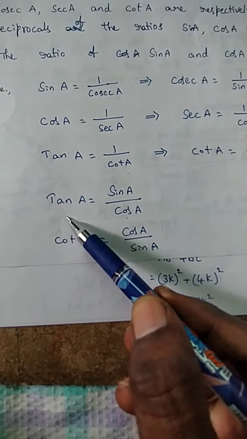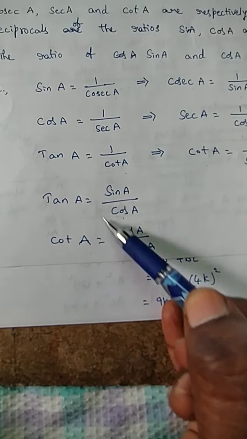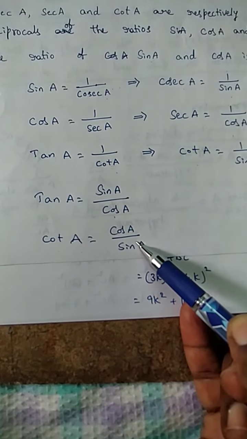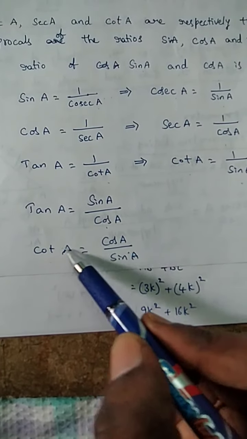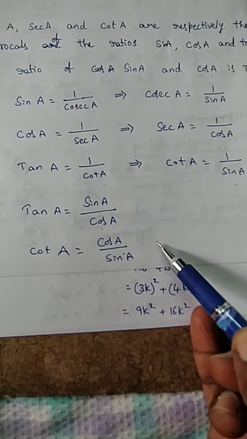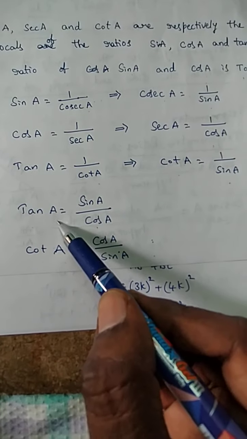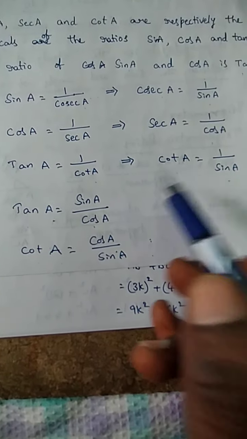Cot A is equal to 1 by sin A by cos A. Why? Because cot is the reciprocal of tan. So write the reverse order of that: cos by sin. In the same way, cot is also equal to what I just said, cosecant by secant. Tan is also equal to secant by cosecant.